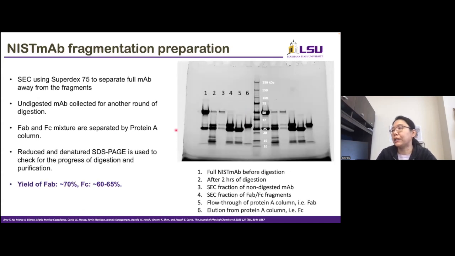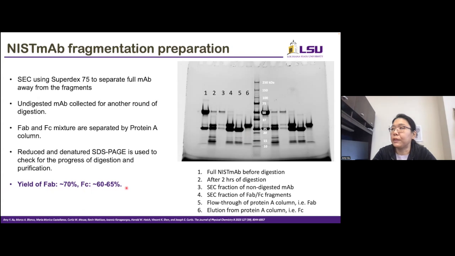To check the digestion process as well as the purity of the samples, I used reduced and denatured SDS-PAGE. The flow-through of the protein A column is your Fab fragments, and the elution from the protein A column is your FC fragments. In the end, the yield of the Fab is around 70%, and the yield of the FC domain is around 60 to 65%, which I think is pretty good.